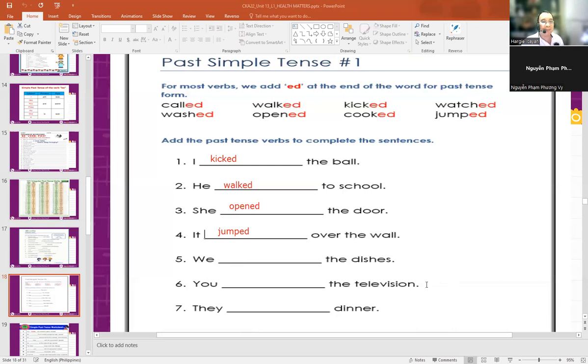Next, number five. Number five, V. We washed the dishes. Yes, so we washed, which is the past tense, the dishes. Next, number six.